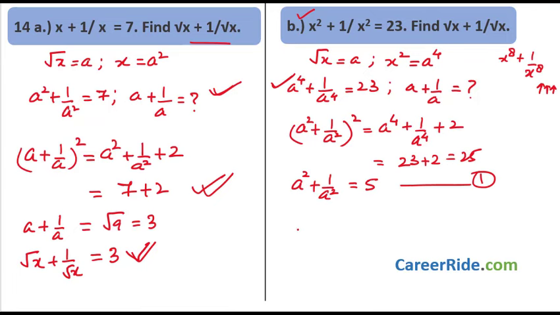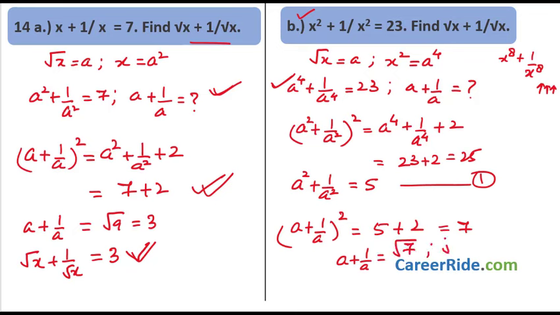So again, let me take one more step. a plus 1 upon a, the whole square is equal to what? 5 plus 2 in this case, right? So 5 plus 2 is what? It is equal to 7. So a plus 1 upon a, what does it become? It becomes square root of 7. And what is a? a is nothing but square root of x plus 1 upon square root of x is equal to square root of 7.